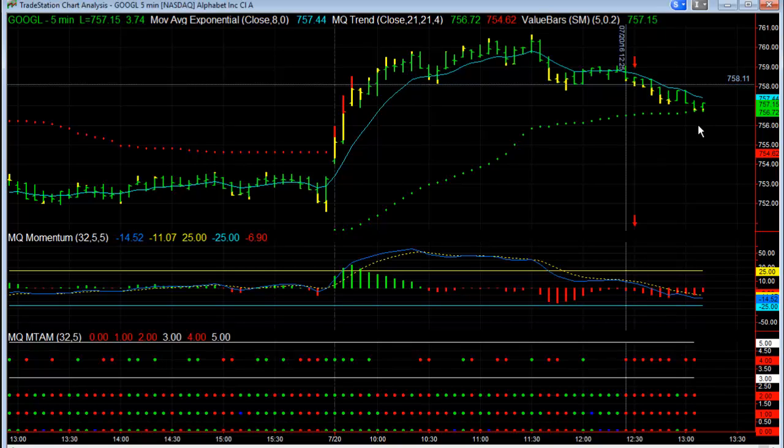756.72. And again, the only reason why I think this is not a stronger pullback is because you're in the middle of lunch. But you do get almost a 2-point move, and then now you're bouncing off the MQ trend dots. But you get a pretty good signal that Google is breaking lower.